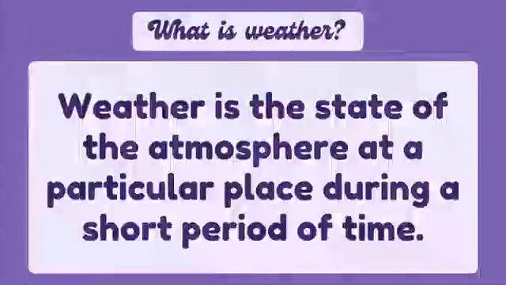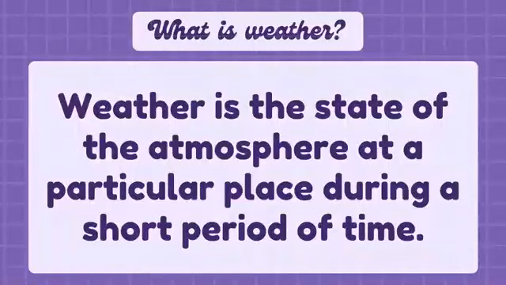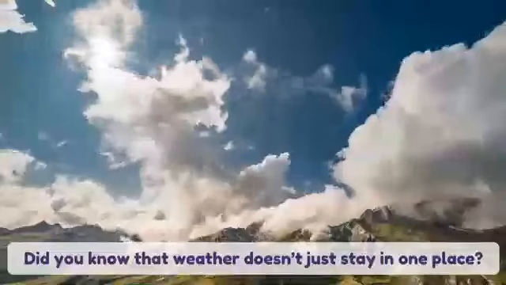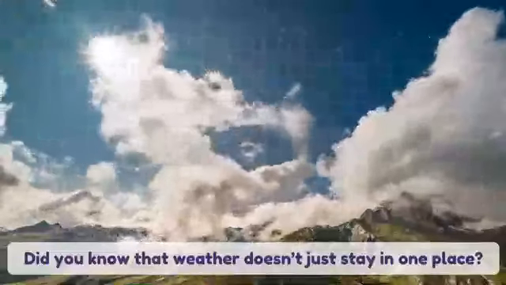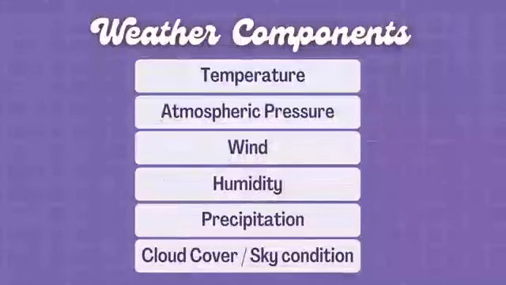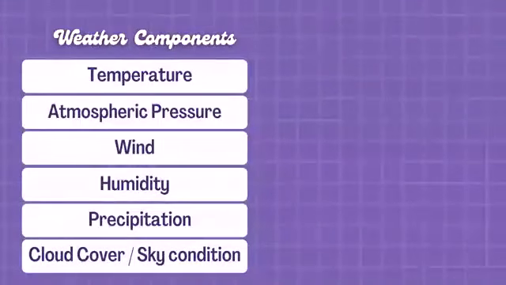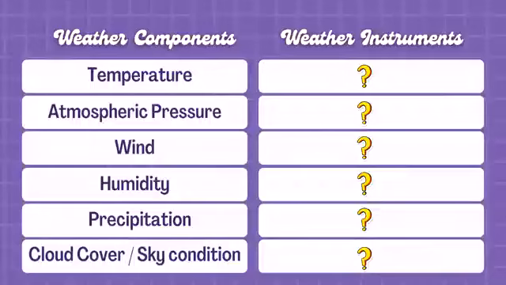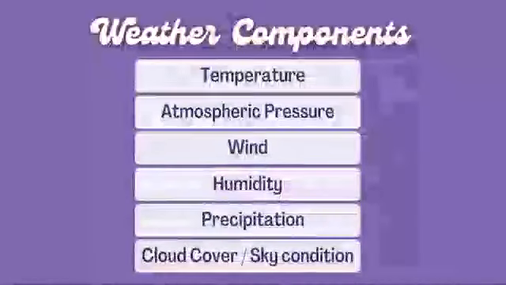Weather is the state of the atmosphere at a particular place during a short period of time. Did you know that weather doesn't just stay in one place? It moves and changes from hour to hour or day to day. There are 6 main components or elements of weather, and each component is measured using a corresponding weather instrument. But first, let us study the components or elements of weather.